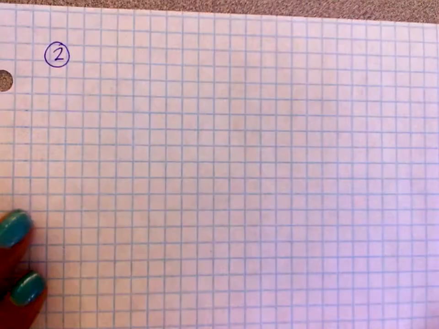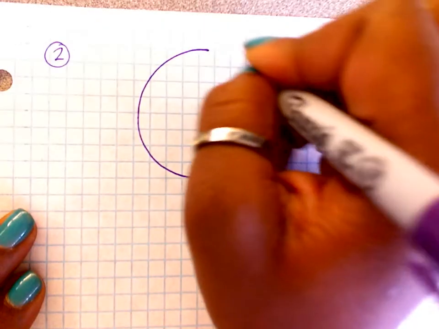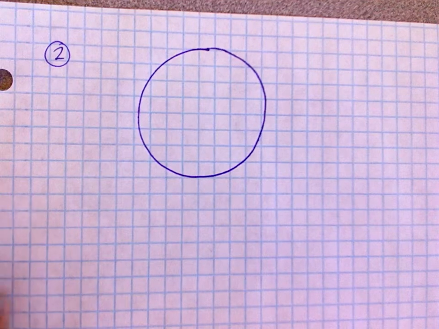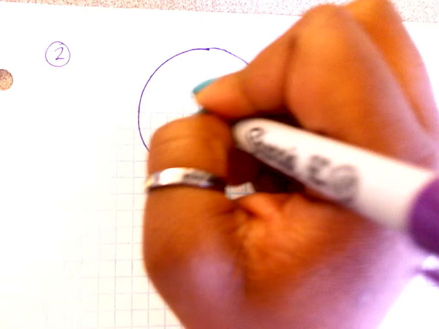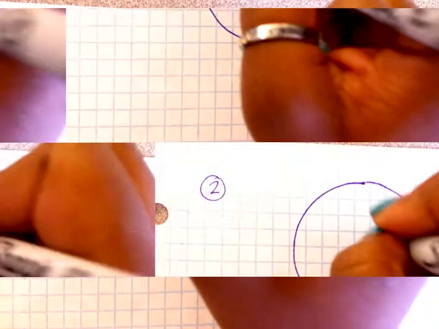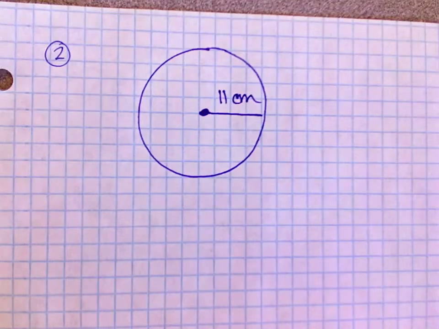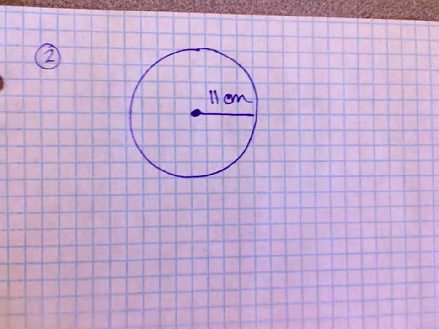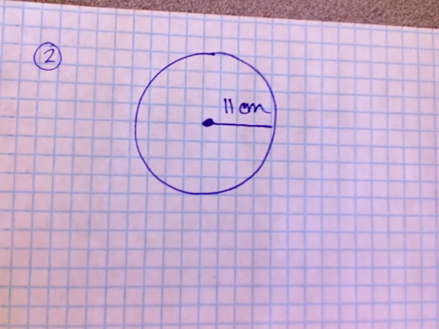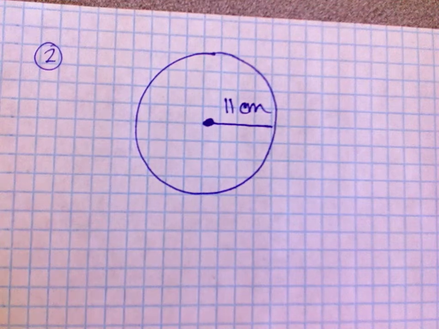Okay, here we go. Number 2. This one's going to be a circle. I had to give you a word color first. So this is the circle in your problem right now. They gave you a circle, and they gave you 11 centimeters. Now, is that the radius or the diameter? Radius. Beautiful, you're so smart.